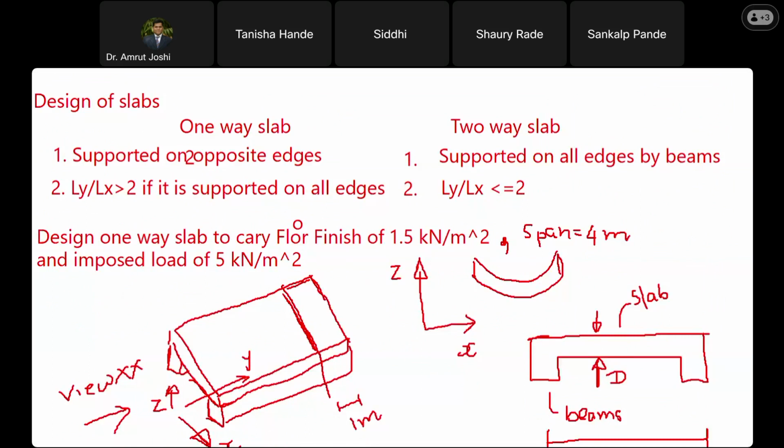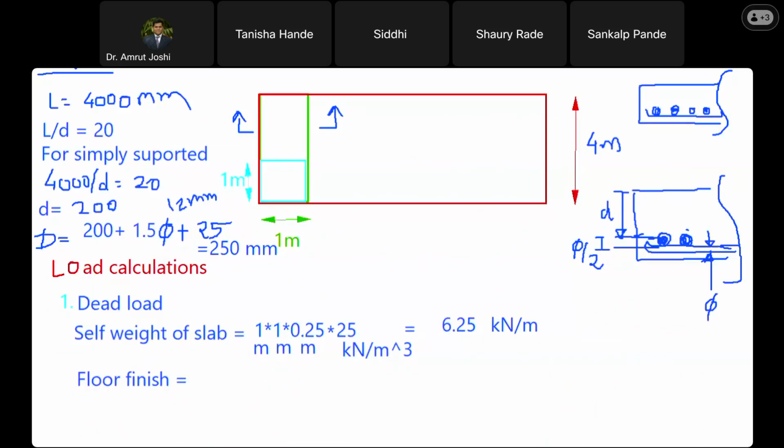Yes, sir. So what is the unit of the floor finish given? It is 1.5 kilonewton per meter square. Note that. So how do we calculate this load? What is the area of this 1 meter by 1 meter chunk? The area is 1 meter into 1 meter. And what is the floor finish load given? 1.5 kilonewton per meter square. Are you with me? So what will be the unit of this product? The unit of this product is going to be kilonewton.